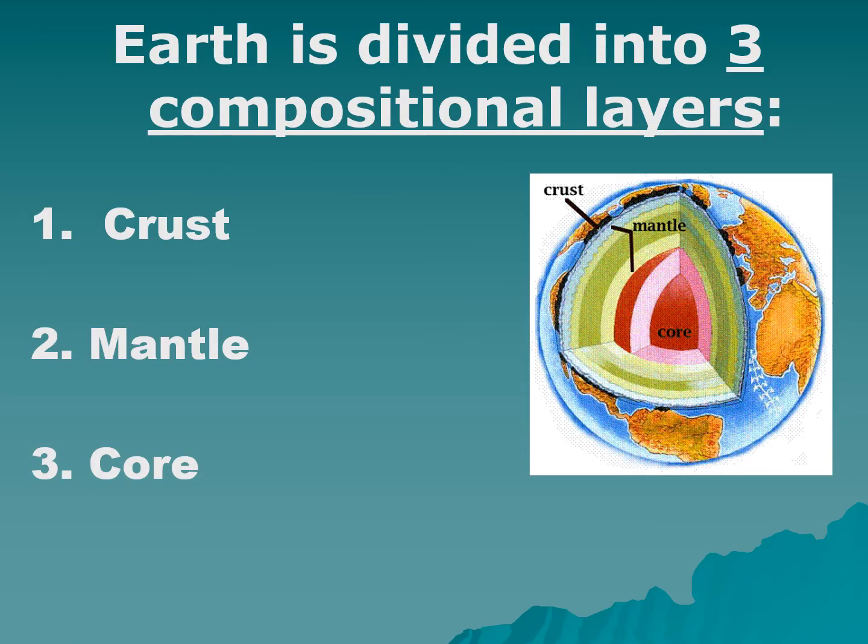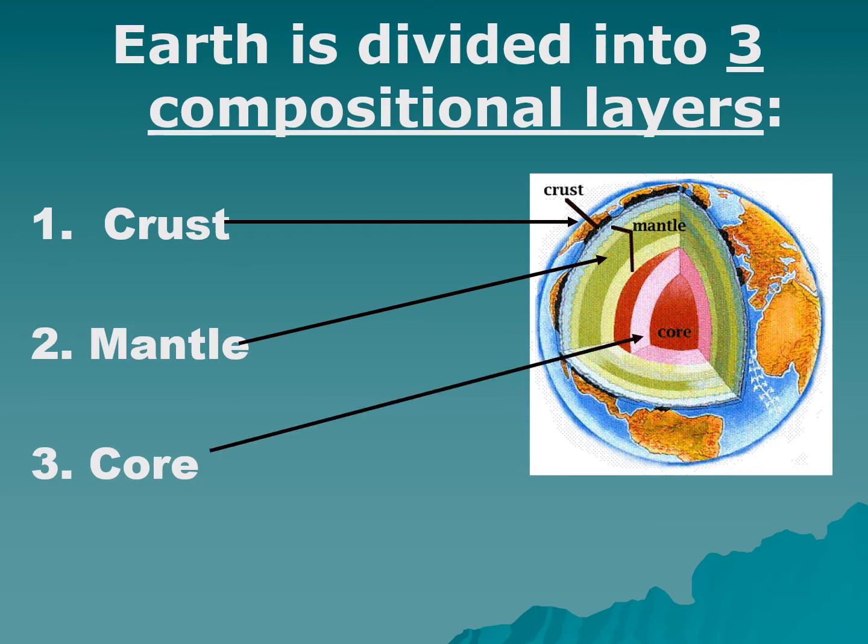When the Earth is divided into three compositional layers, you have the crust that is the outermost. It's the area we live on. You'll find the continents and the oceans there. We have the mantle in the middle. It is the largest and thickest. And finally, we have the core in the center.